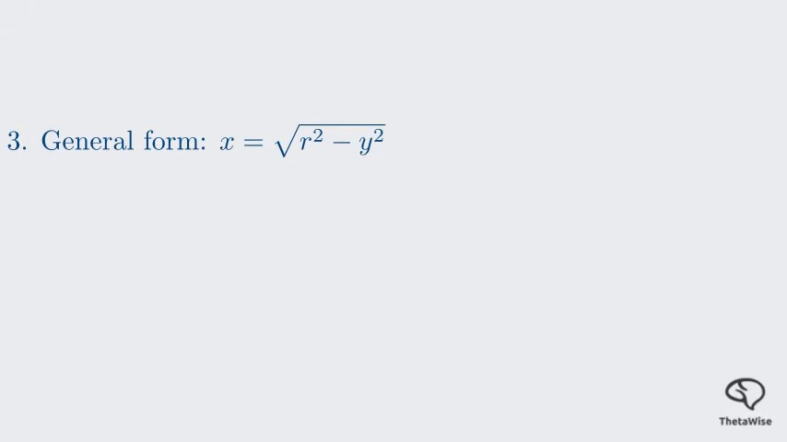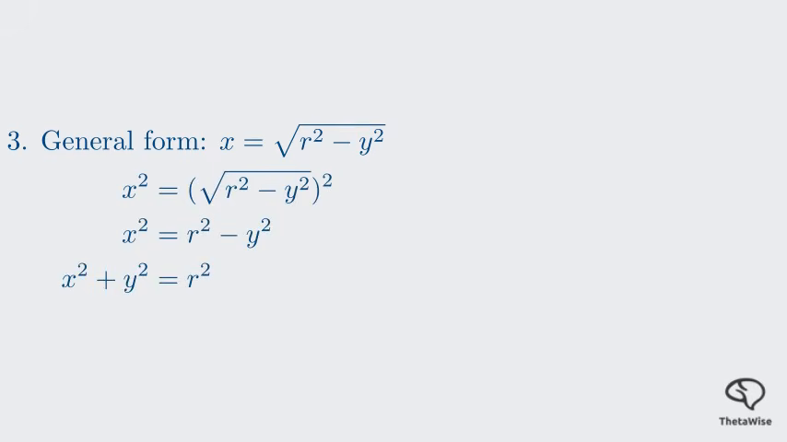Again, let's square both sides to see the base equation. We get x squared equals r squared minus y squared. Rearranging it, we once again arrive at the standard circle equation: x squared plus y squared equals r squared. Now for the crucial part.